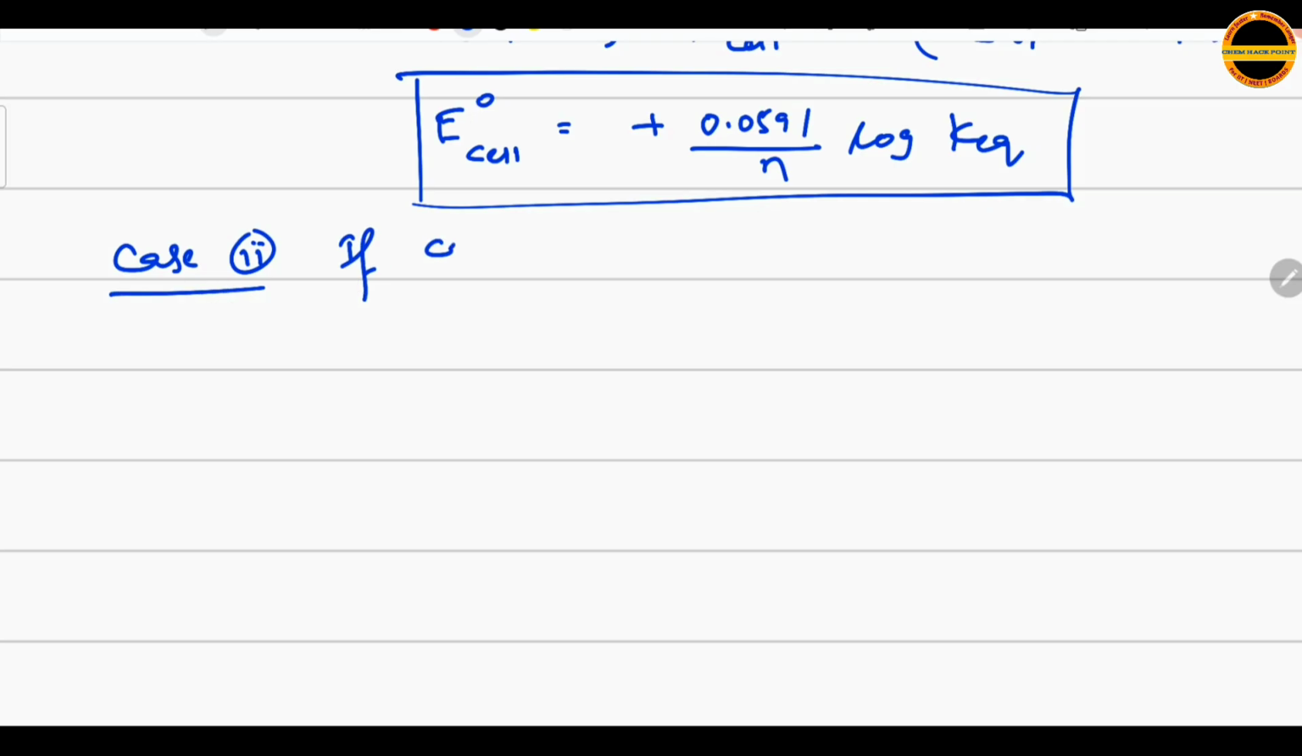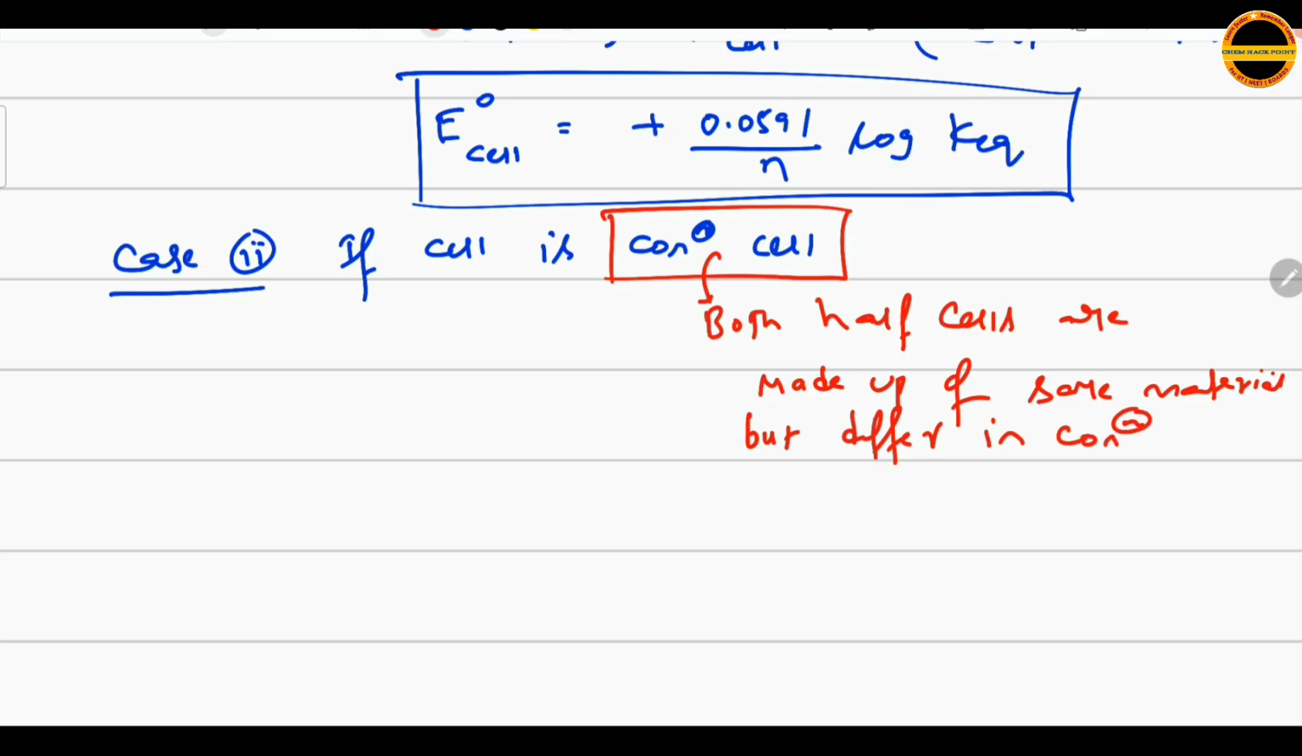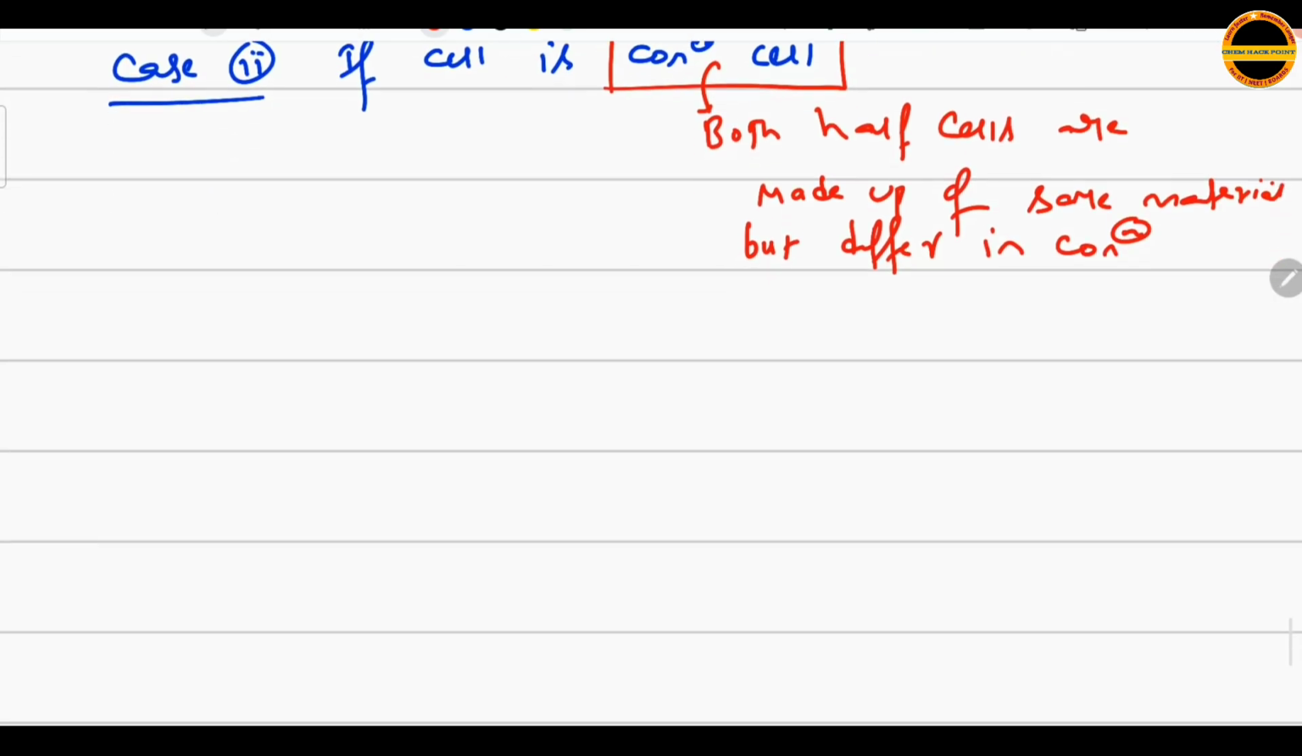a concentration cell. So what is a concentration cell here? A concentration cell is one where both half cells are made up of the same material, but with different concentrations. Such cells are concentration cells.